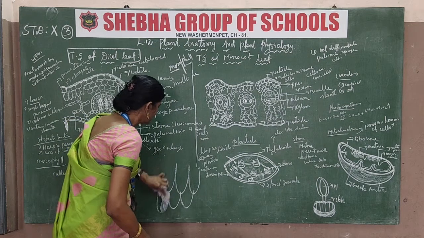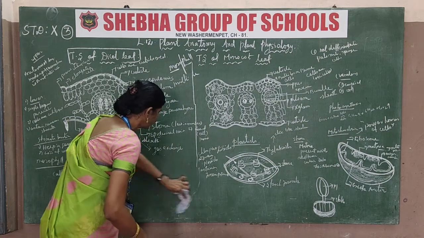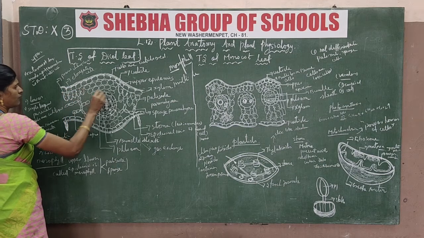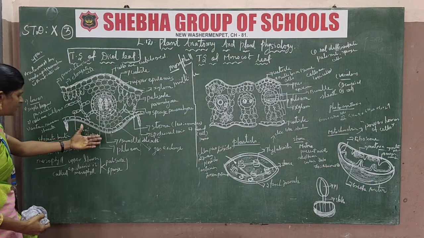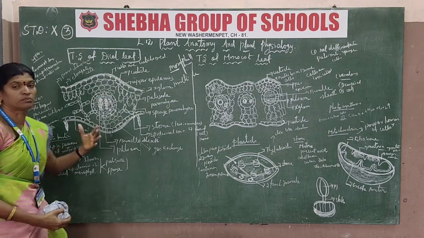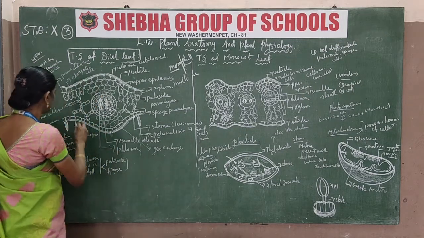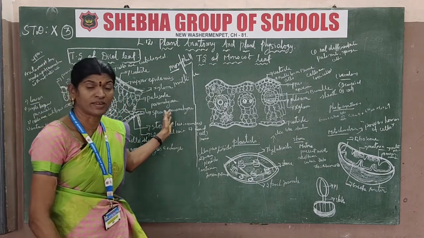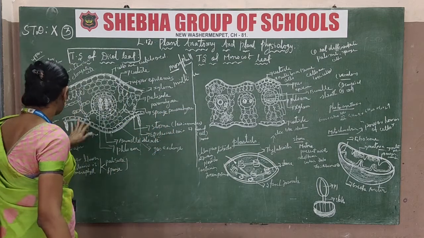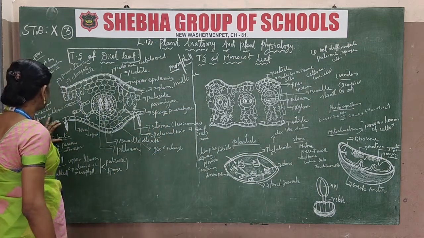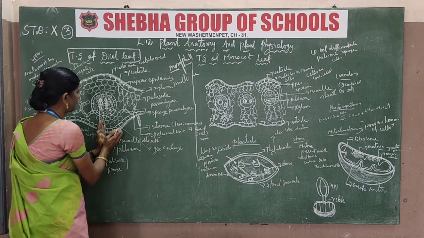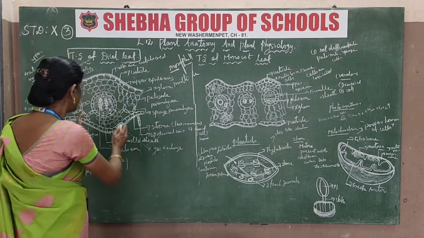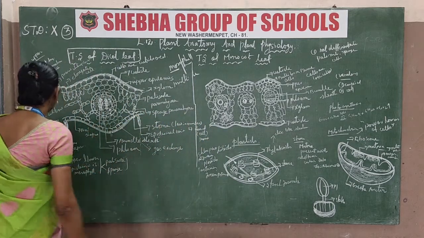Chlorophyll is present in the palisade parenchyma. Then on the lower side, the spongy parenchyma will be present. It has intercellular spaces. Then the stomata: what is the function of stomata? They are for gaseous exchange. Gaseous exchange is the function of the stomata.